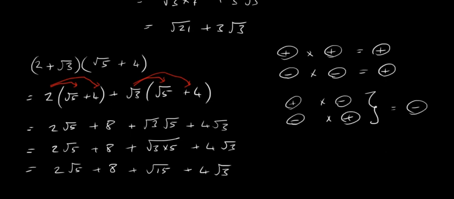Now in this case we can't really add any of these. We have a root 5 here. There are no other root 5s along here, so I can't add this to anything. I have a number here without any square roots stuck to it, and there are no other plain numbers, so I can't do anything with that. Here I've got a root 15. There are no other root 15s, and I have a root 3 here. So this is our final answer here.